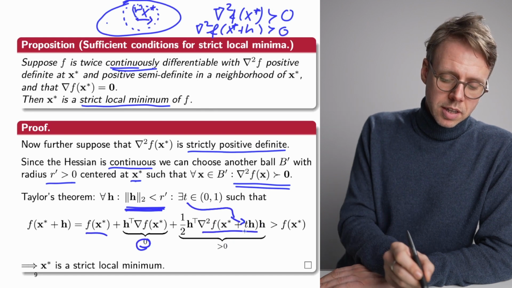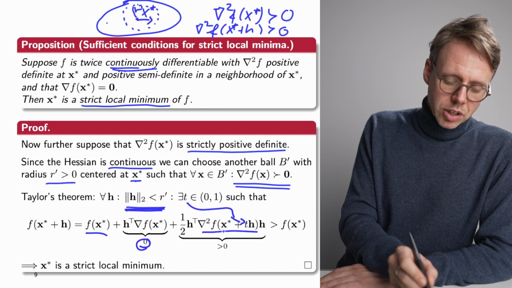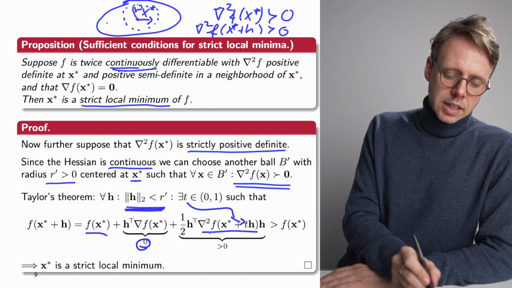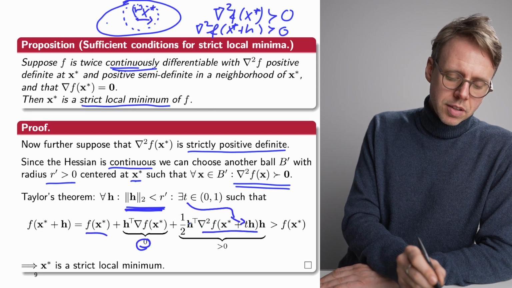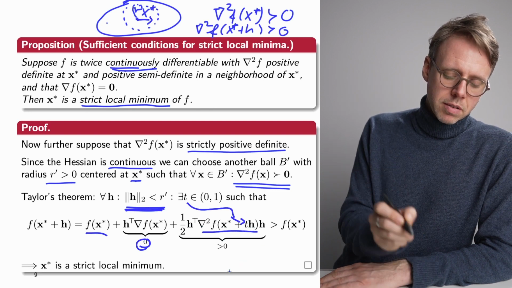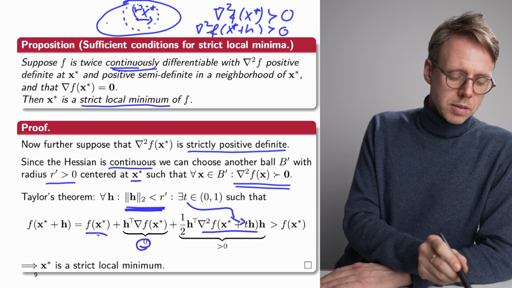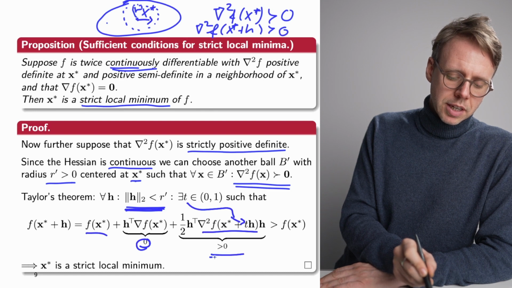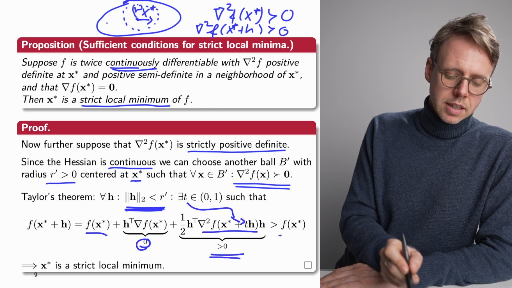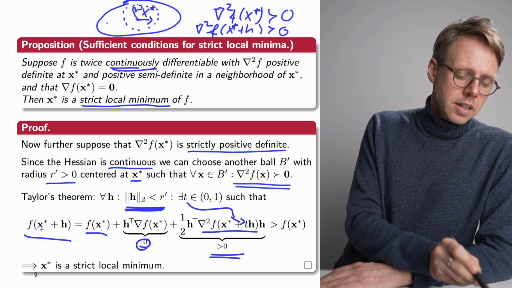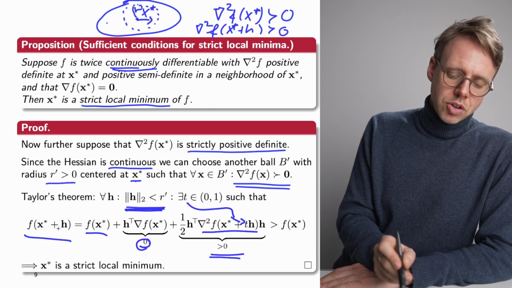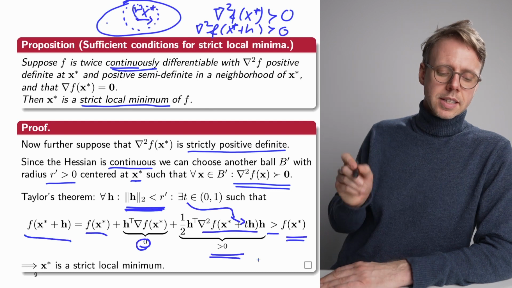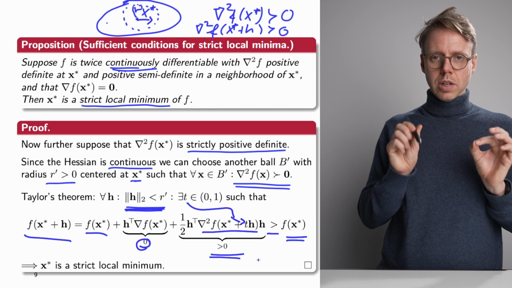But of course, this is still in the ball. It's actually closer to x star. So the Hessian again has to be positive definite at this point x star plus th. Thus, the squared form needs to be positive. So what we have done is we've computed f of x star plus 0 plus a value that is larger than 0, which means that the function value at x star plus h is larger than f of x star. Thus, x star is a strict local minimum of the function.